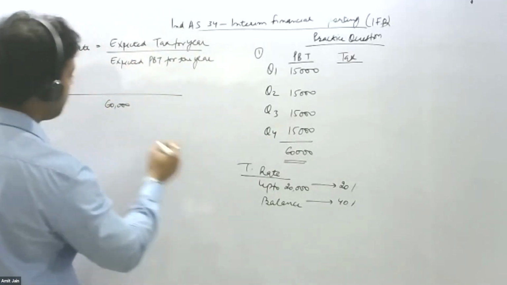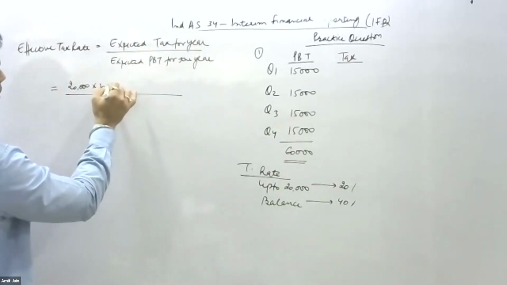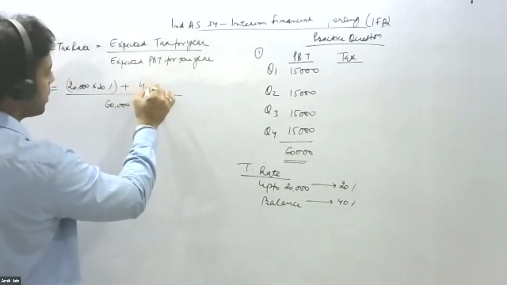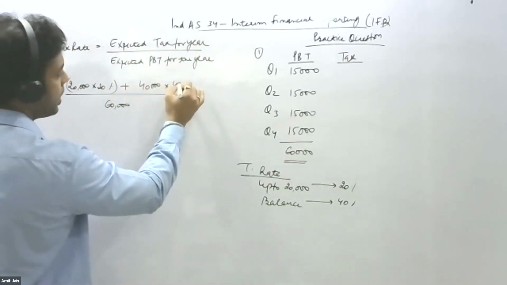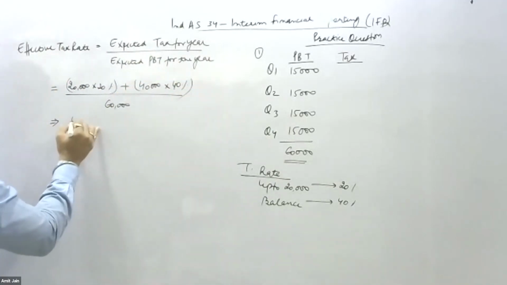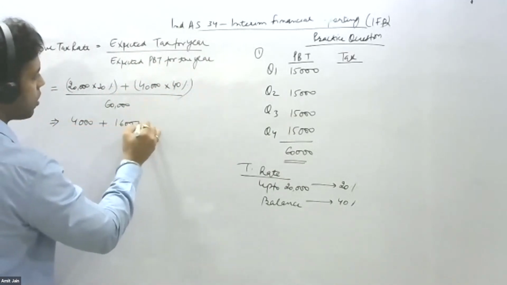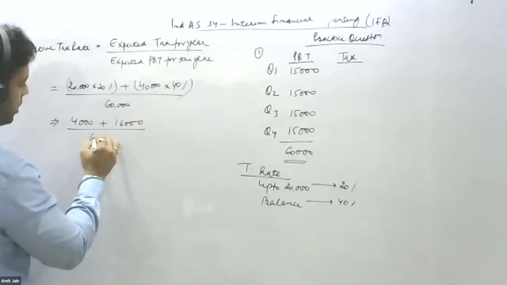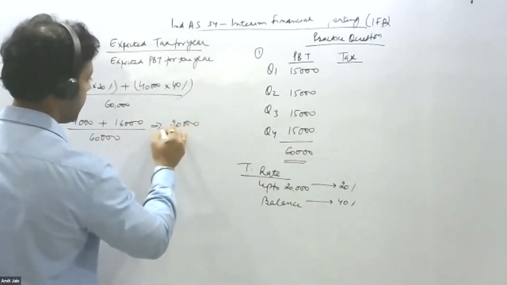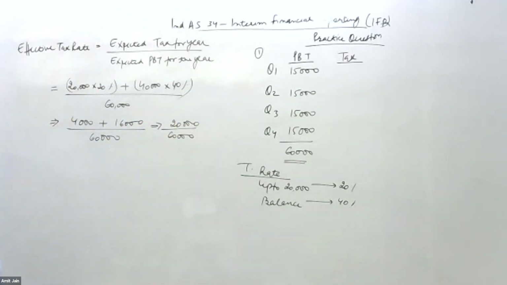Up to 20,000 rupees, the company has to pay 20%, correct? And on the balance 40,000 rupees, the company has to pay tax at the rate of 40%, right? So this will be 4,000 rupees and this will be 16,000 rupees, divided by 60,000. So this will be 20,000 divided by 60,000. What is the effective rate? Can you guys compute?